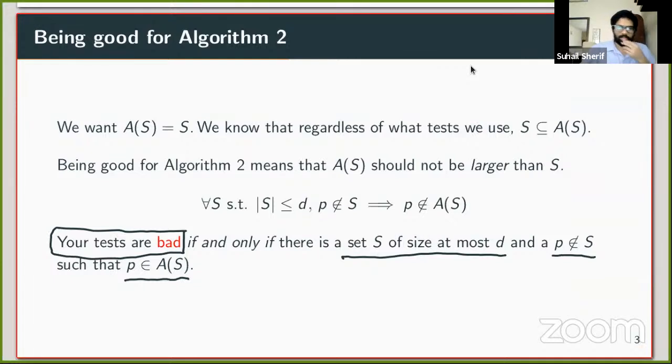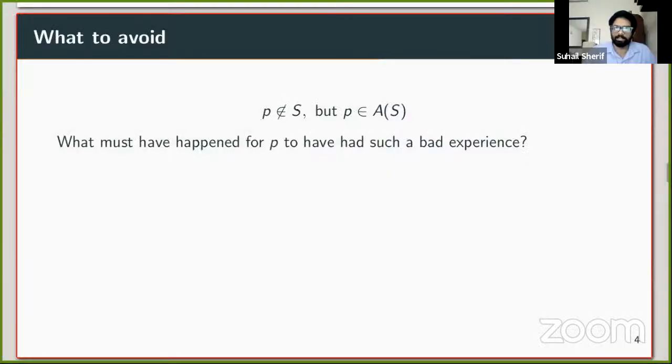Okay. So now we're going to look at this. When is a test bad? P is not in S, but P is still in the output of the algorithm. And right now I want all of you to actually figure out, how is it possible for this to happen? Remember, P over here is a person. We're actually dealing with human people here.